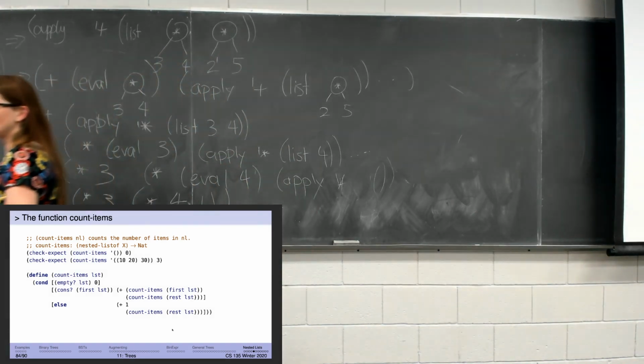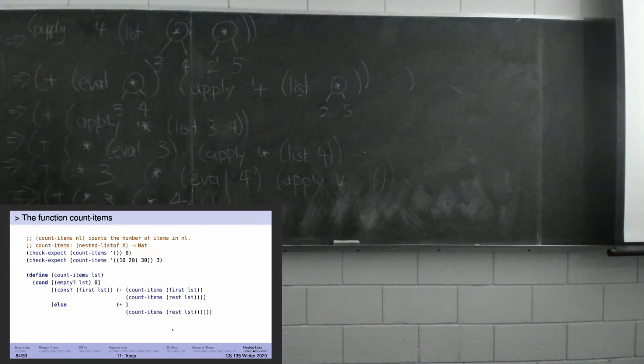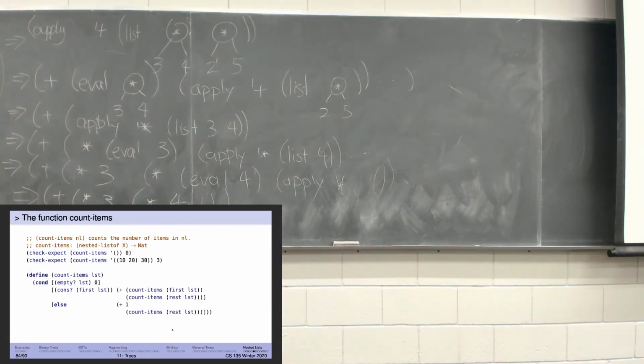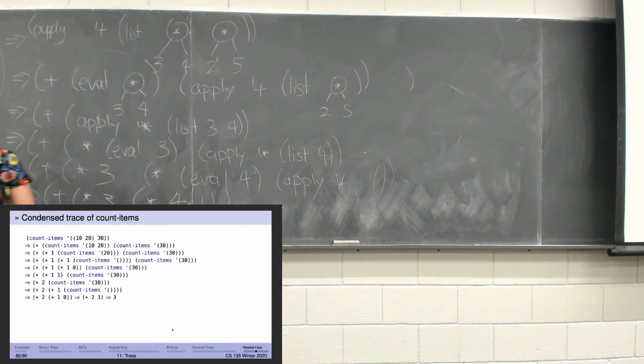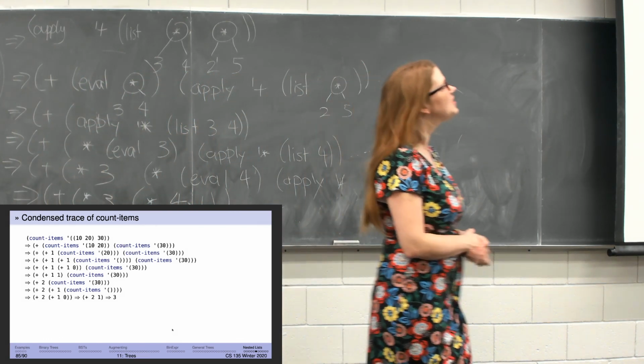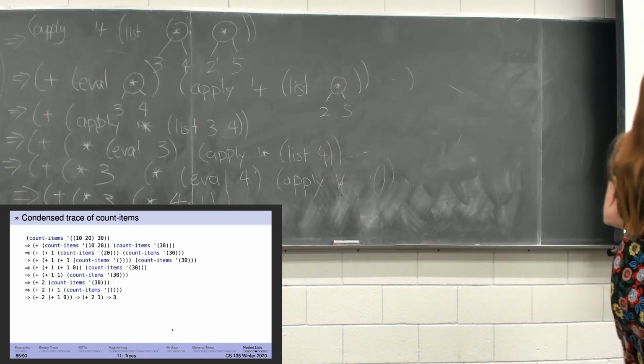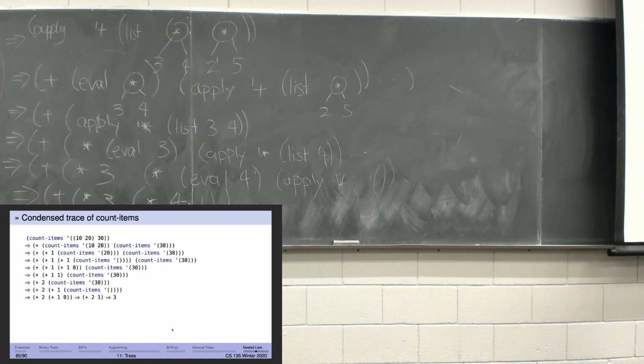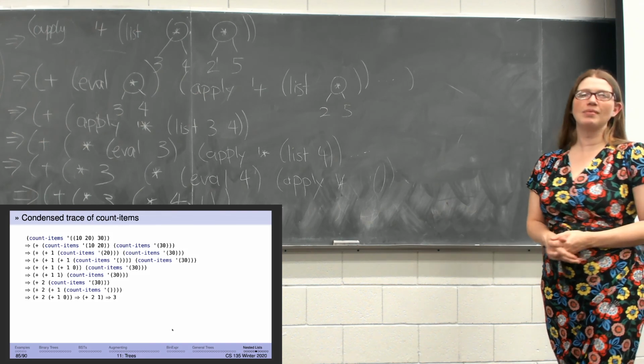And we could trace through this. That's fine. And there's a trace here. And it's going to count the items for a nested list that's fairly simple. I'm not going to trace through this for you, but I do recommend you trace through it yourself.